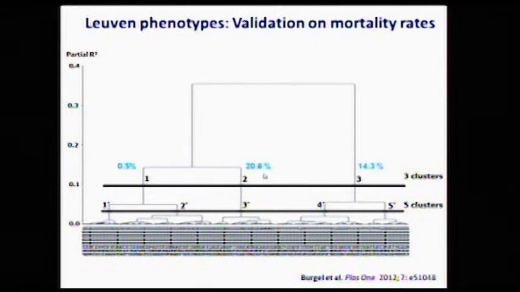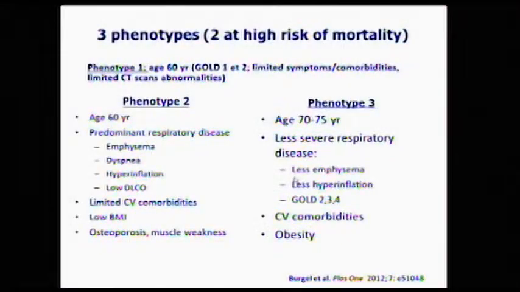And then you look at mortality. So mortality rates, cluster 1, 0.5%, cluster 2, 20%, cluster 3, 14%. And if you split it here, 14% and 0.7 and 0. So it doesn't add much. So basically, we cut the dendrogram into 3 phenotypes.